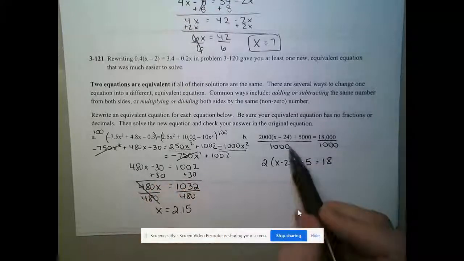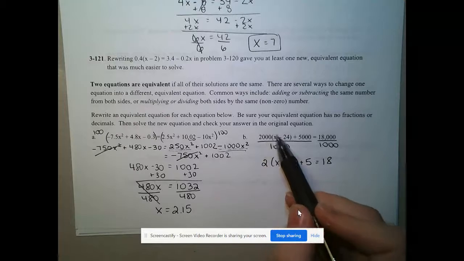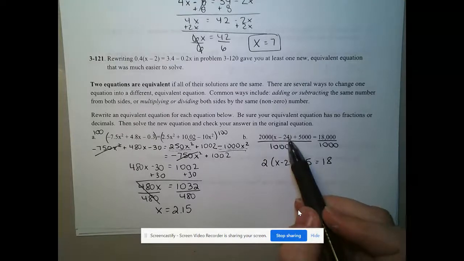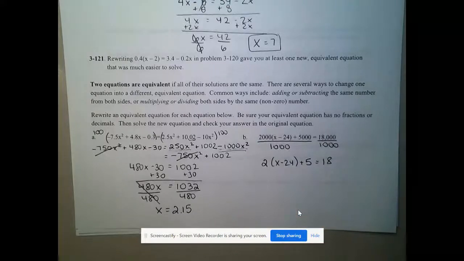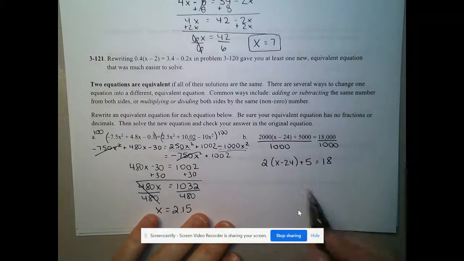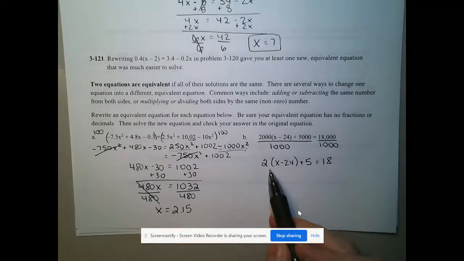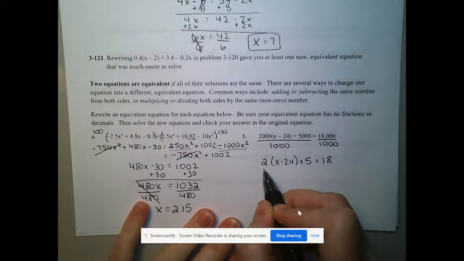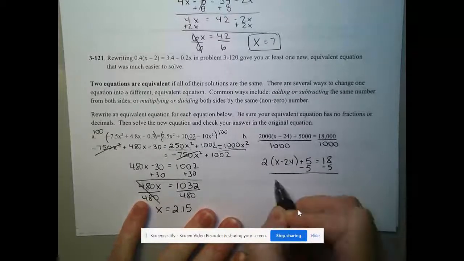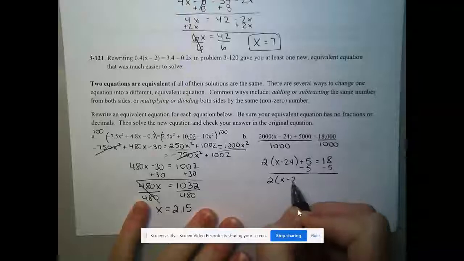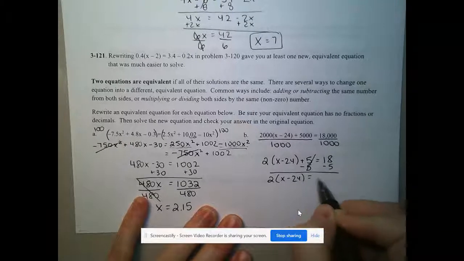The reason for that is if we distributed the 2,000 times the x and the 2,000 times the minus 24, then we would have to divide both of them by the 1,000. But since it hasn't been distributed yet, we can do it just the once. And at this point, you can start with distributing the 2, or you can do that slightly faster method. Get rid of this 5 because it's not involved in the parentheses. And I would have 13.